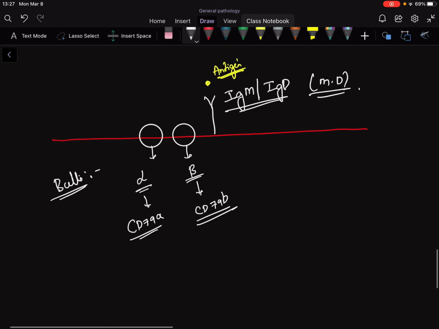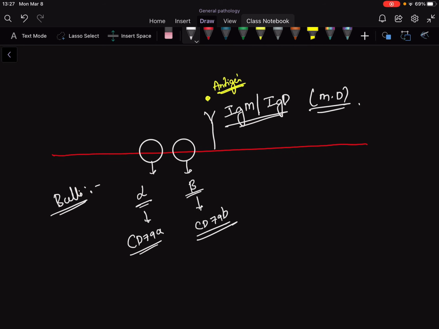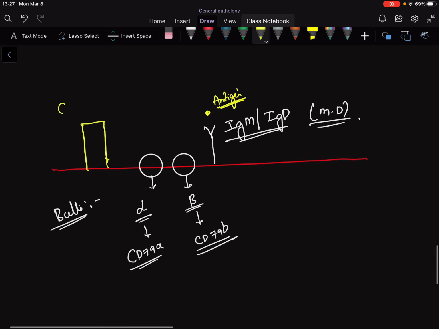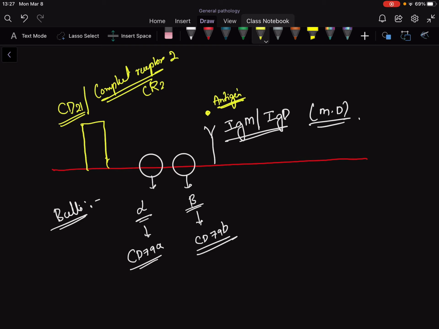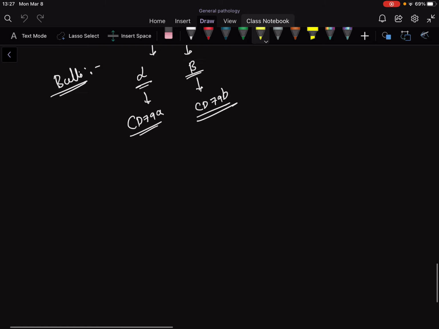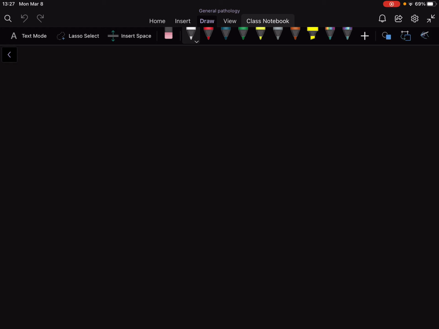Aside from that, there is also one other receptor which is the most important one. So here is another one which is called the CD21 receptor, or you can call it complement receptor 2, or CR2. So what is the function of this CR2?